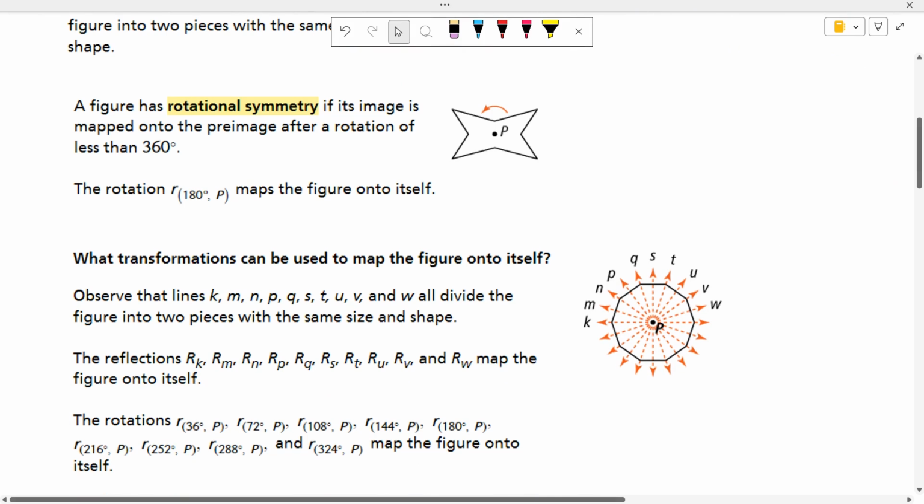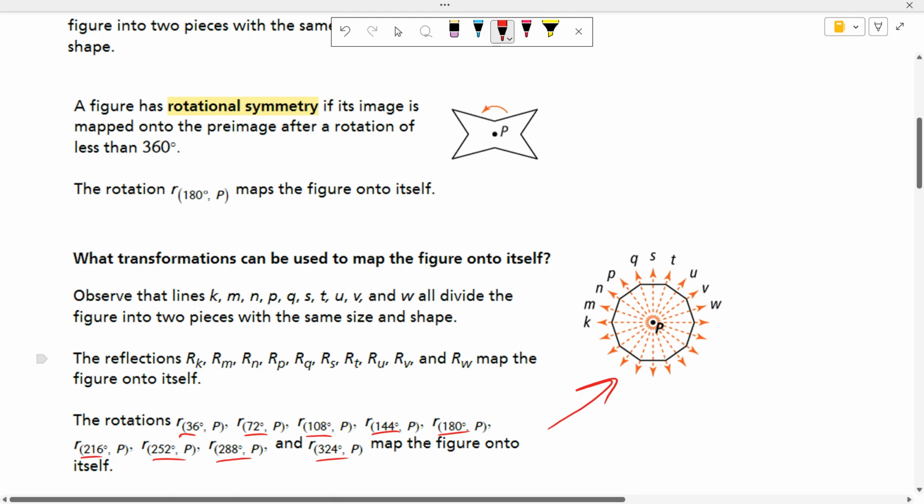All right, so for this shape, it has 1, 2, 3, 4, 5, 6, 7, 8, 9, 10 sides. If it has 10 sides, you can turn it just a little bit. You can turn it 1/10 of 360 degrees, which is 36 degrees, and it's on top of itself. And then another 36 degrees, and another 36 degrees. So its rotational symmetry is 36 degrees, 72, 108, 144, 180, 216, 252, 288, 324 degrees.